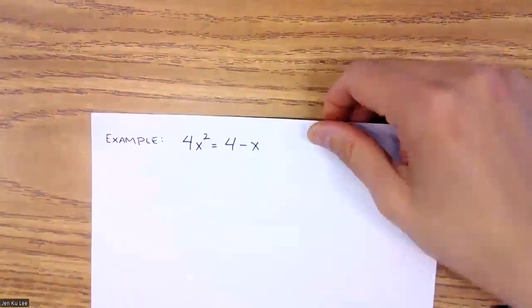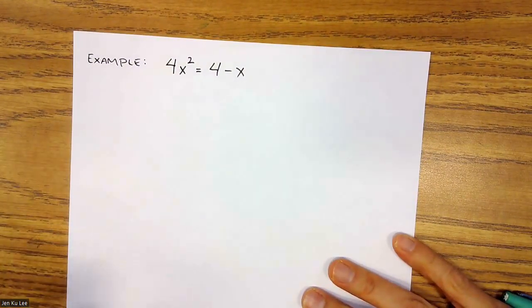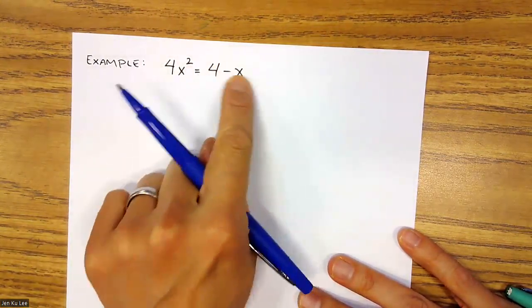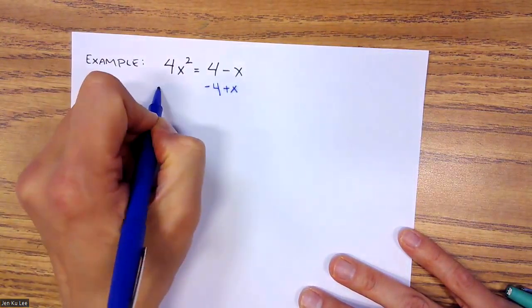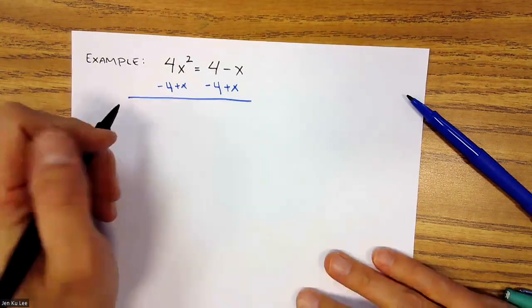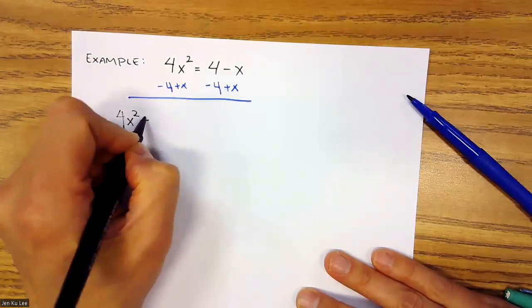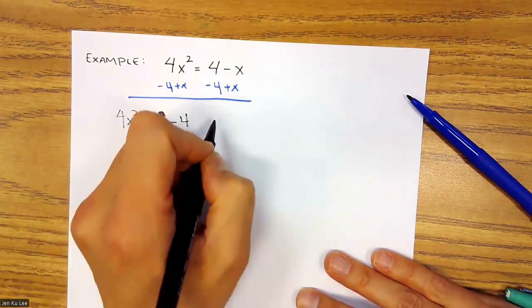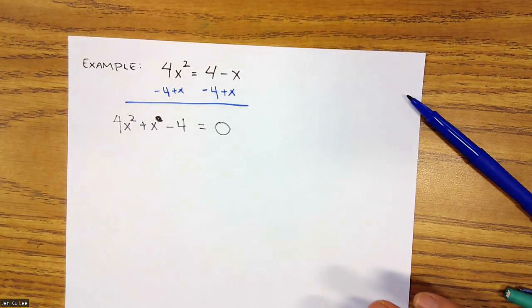Okay. So my next example, we have this. My first step again is to make one side equal to 0. Since this is positive, I'm going to move everything over to the left. So that means I'm going to subtract 4 and add x. When we do this, we need to make this in descending order. So 4x squared plus x minus 4 equals 0.